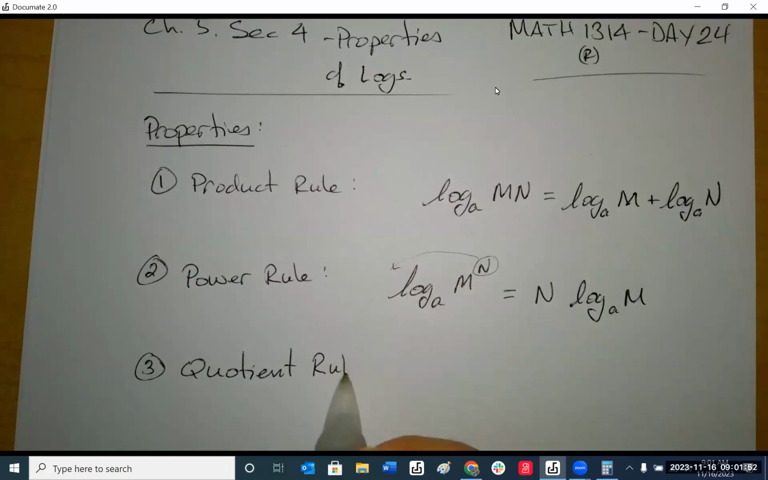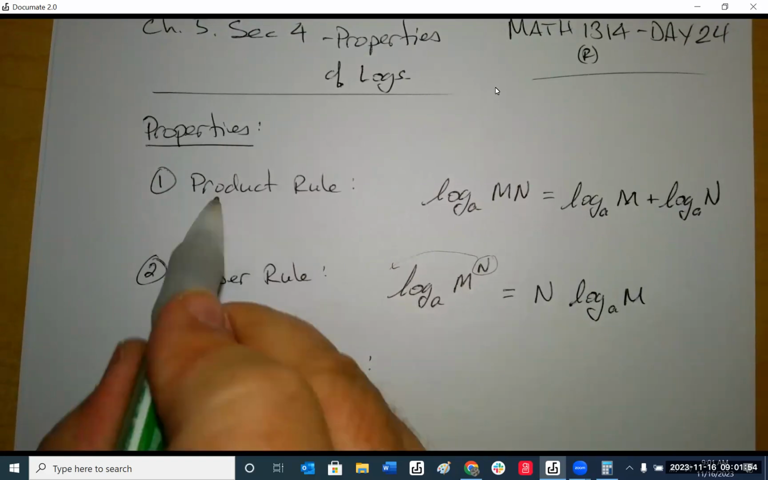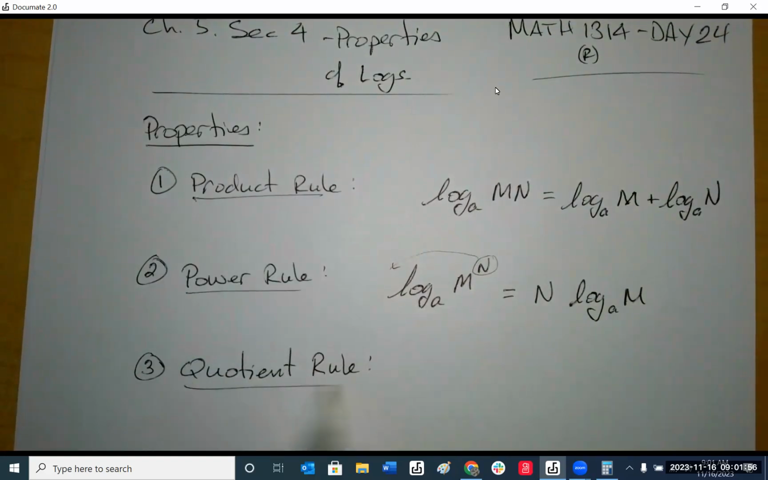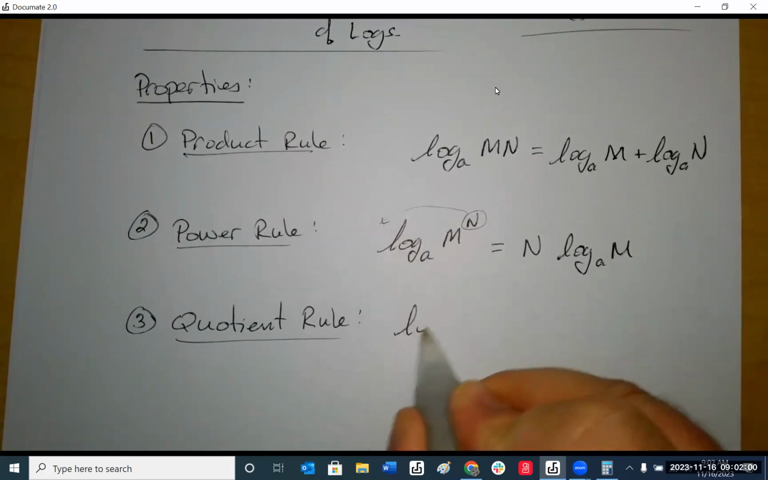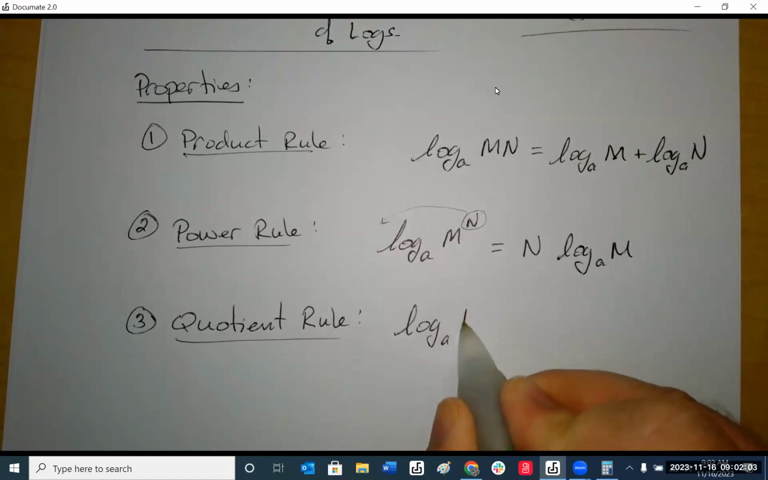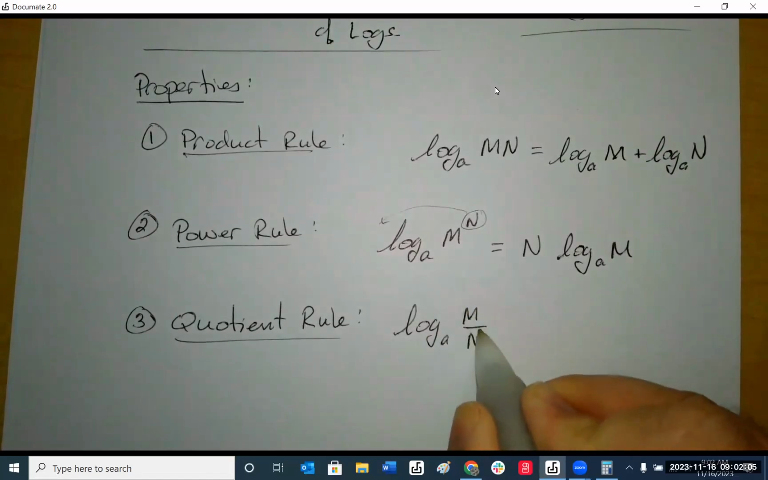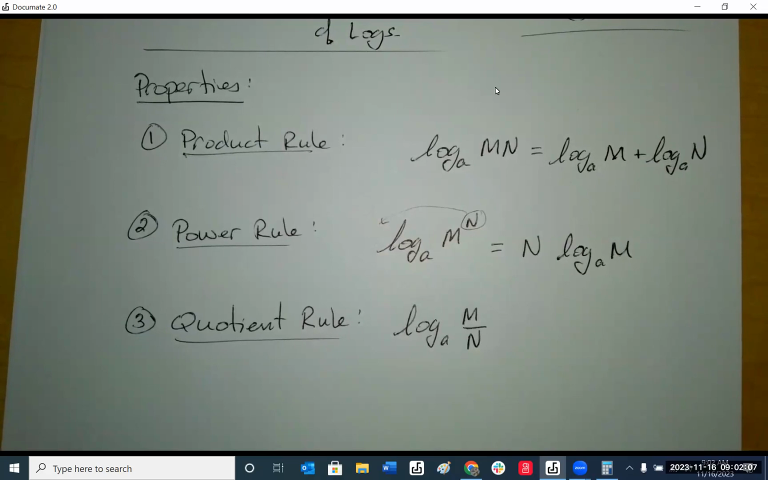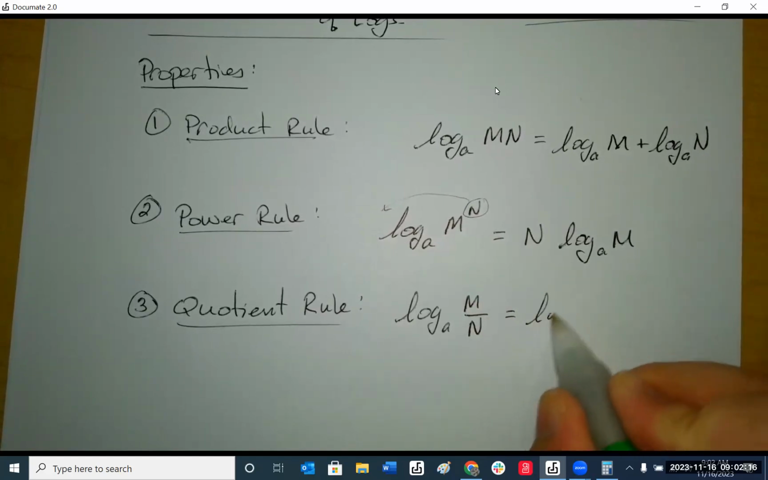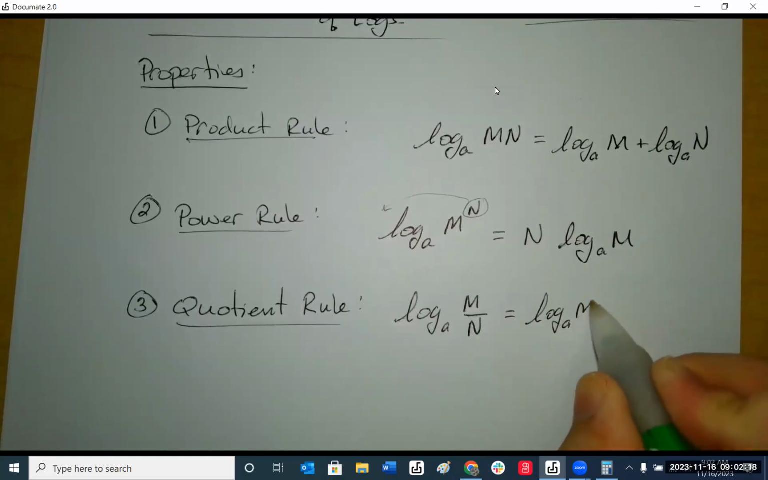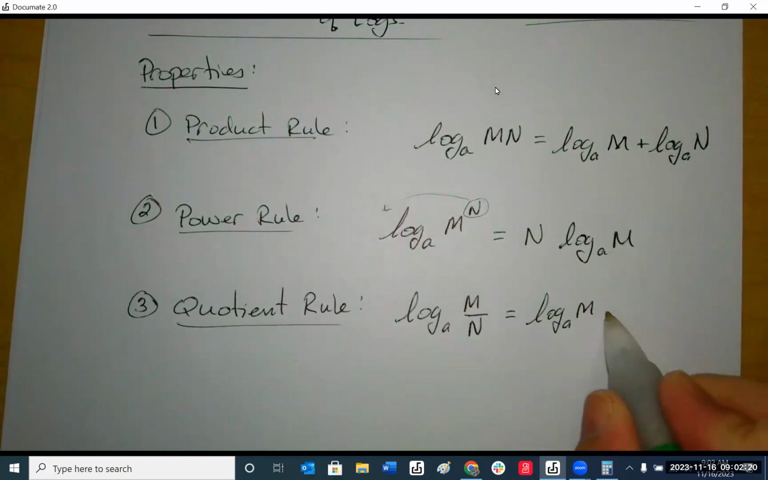The third one is the quotient rule. Instead of multiplication, if I have two terms that are divided by each other, because I'm dividing and making things smaller, when this happens, I can separate them. The top one goes first, minus the one on the bottom.